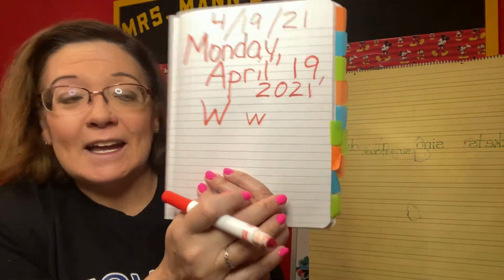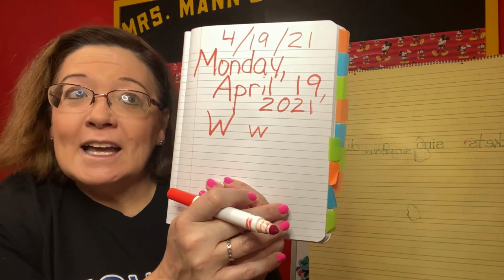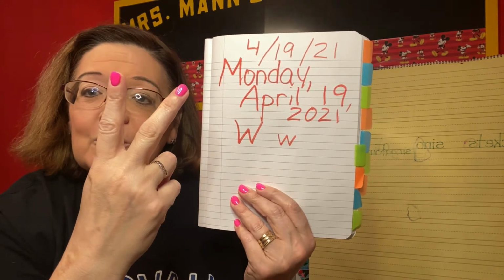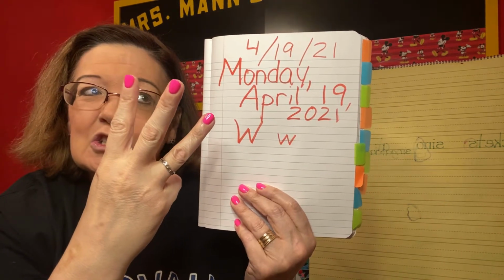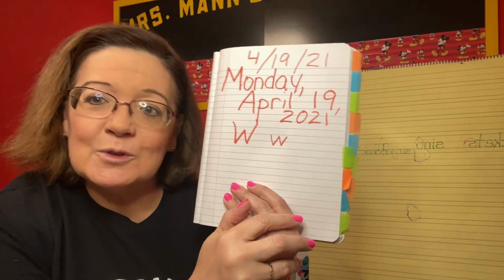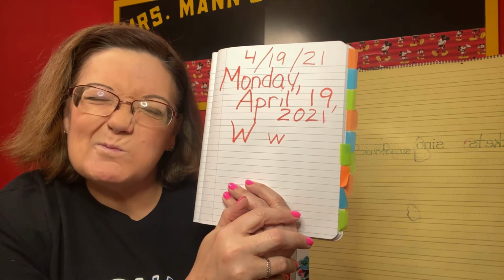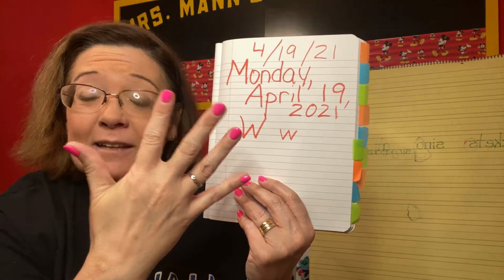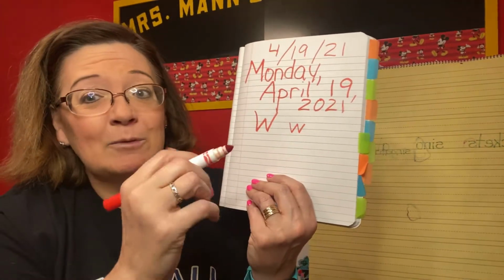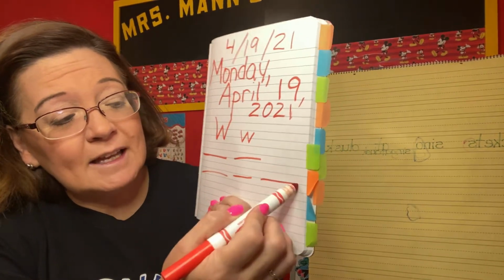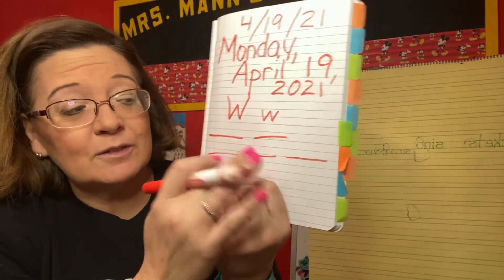Okay, so my sentence today is, would you like, oh wait, I just thought of it a second ago. Would you like to play? We'll just keep it simple, okay? So how many words was that? Would you like to play? Okay, 1, 2, 3, 4, 5.